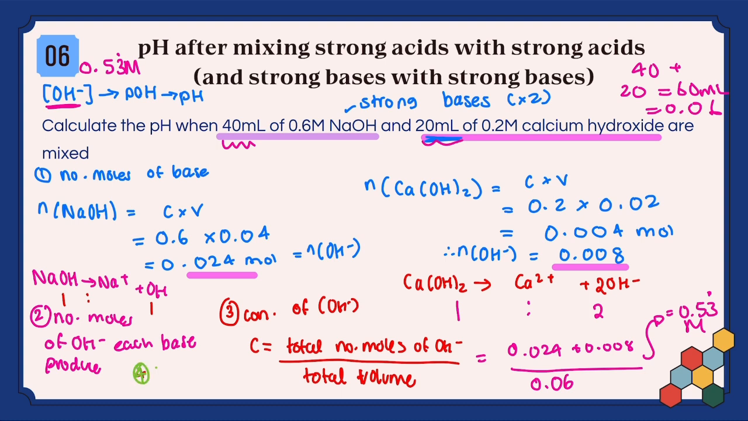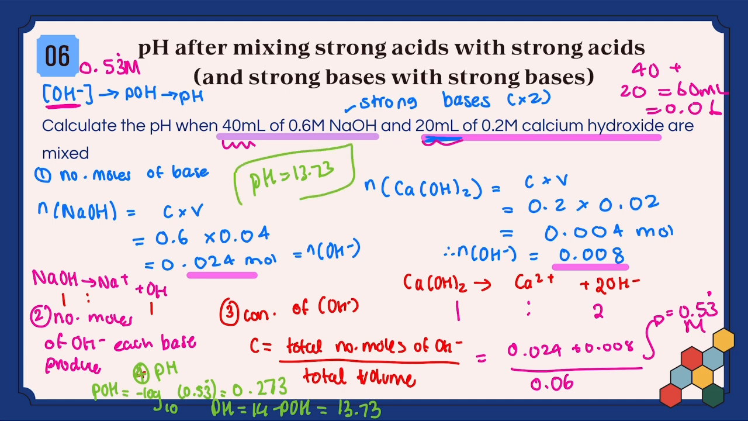So step number 4 is to work out the pH. And to do that, we're first going to work out our pOH. So our pOH is going to be negative log 10 of the hydroxide concentration, which is 0.53. And so when we put that into our calculator, we get 0.273 as our pOH. So now to work out the pH, we're just going to do 14 minus the pOH to give us a final answer of 13.73 as our pH. Okay, so the pH is equal to 13.73.